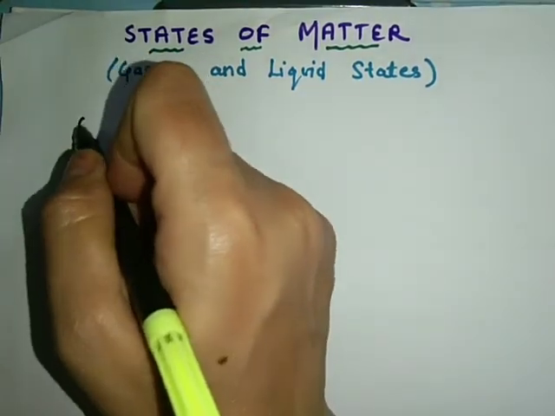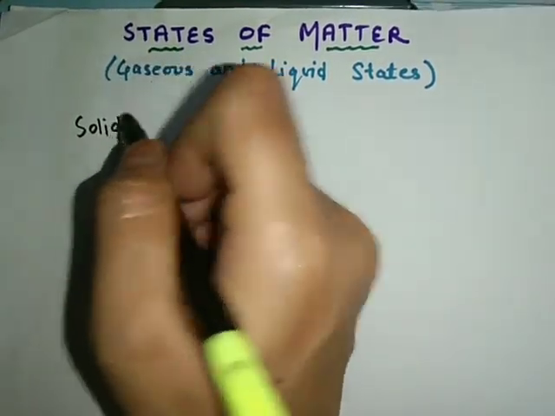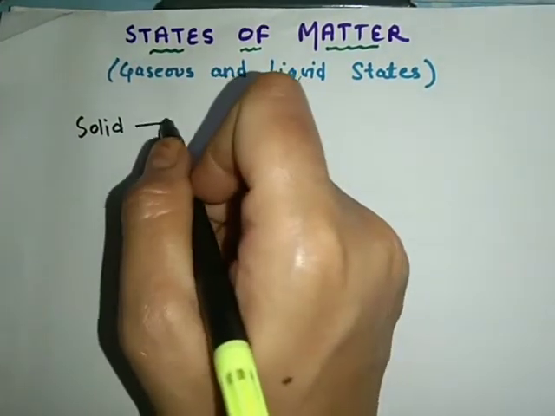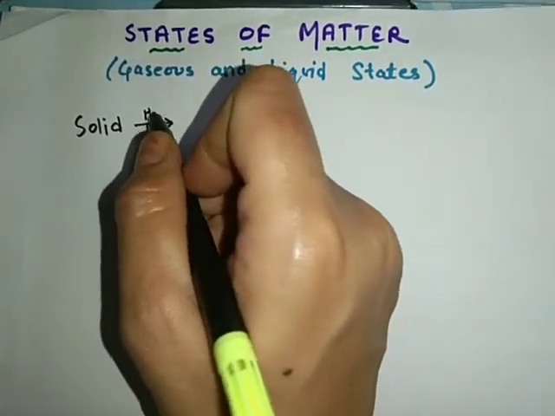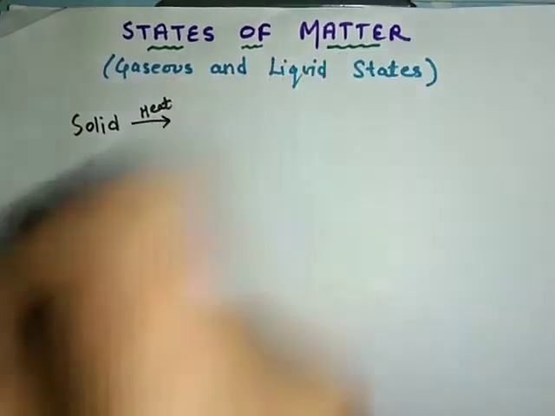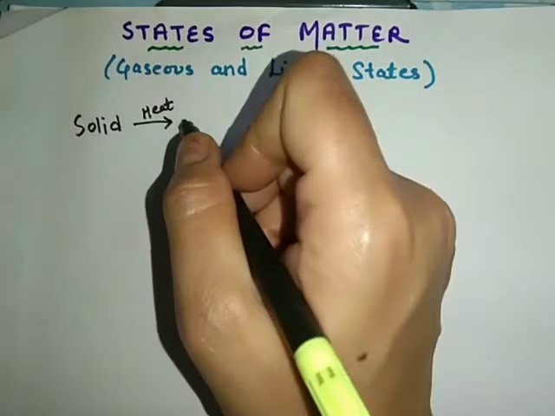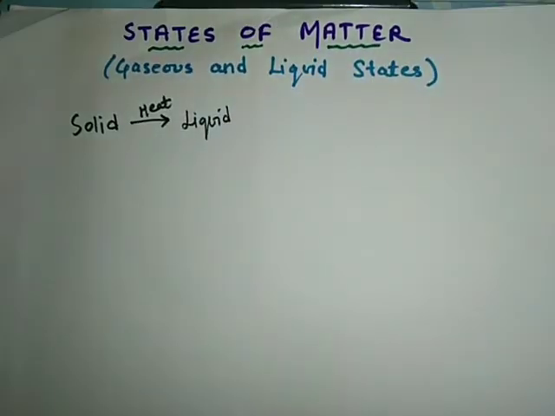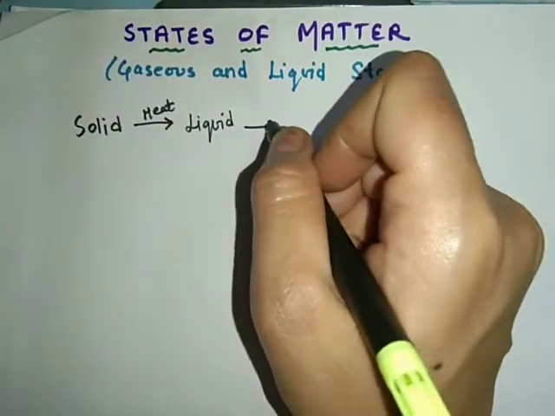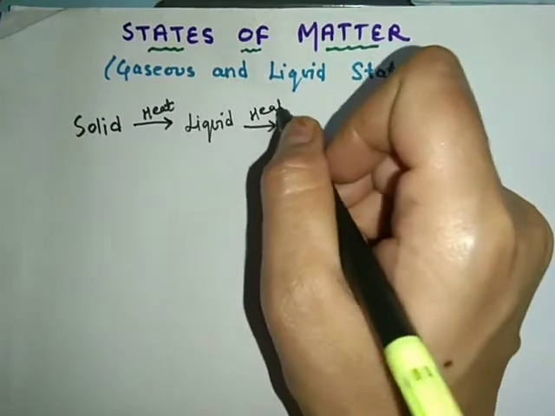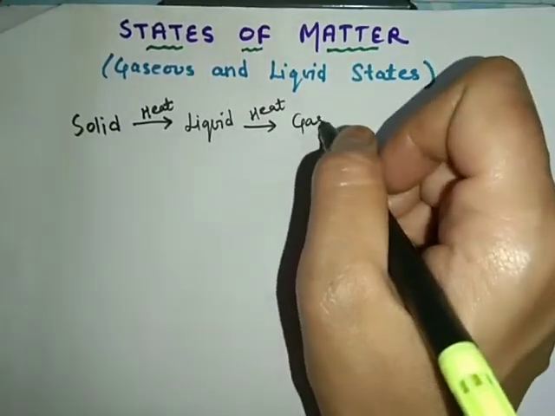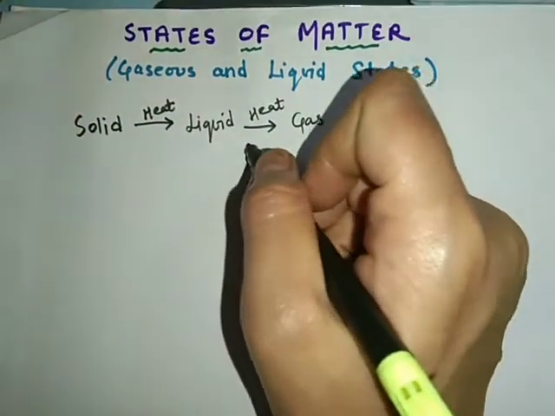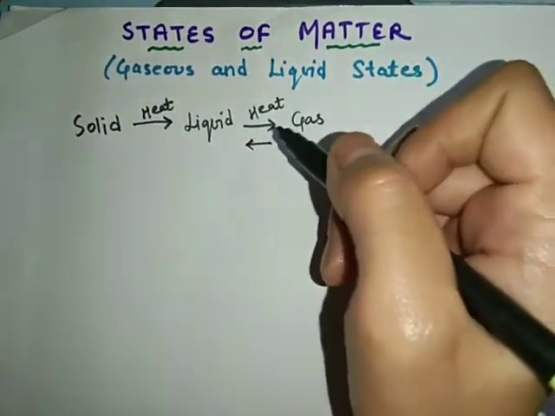Now, what we already know from our lower classes: if I am having any solid and suppose we provide heat to it, मतलब ये सॉलिड को अगर हमने हीट किया, it gets converted into liquid state because it starts melting. If this liquid I continue to heat, it will convert into vapor phase, which is also called gas, and the reverse process is also possible.